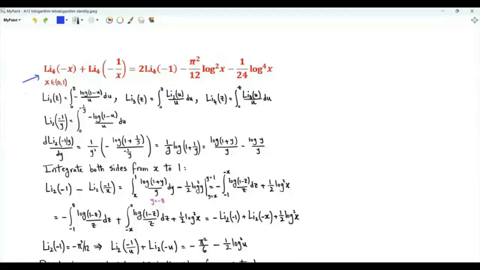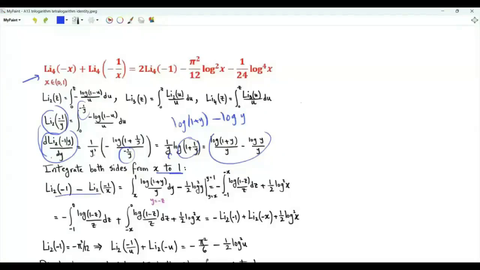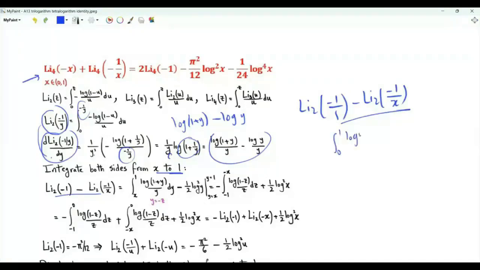We will need this identity involving the polylogarithm function of order 4. Start with the dilogarithm of minus 1 over y. That's the integral from 0 to minus 1 over y of minus log of 1 minus u over u. The first derivative with respect to y is 1 over y squared times minus log of 1 plus 1 over y over minus 1 over y. This is log of 1 plus 1 over y over y. This is log of 1 plus y minus log y. Integrate this side and that one from x to 1. On the left-hand side, we get the dilogarithm of minus 1 minus the dilogarithm of minus 1 over x. The integral from y 0 to 1 of log y over y is 1/2 times the square of log x.